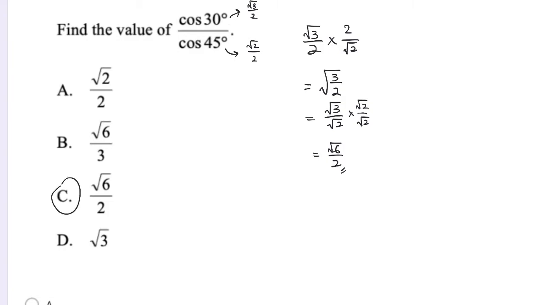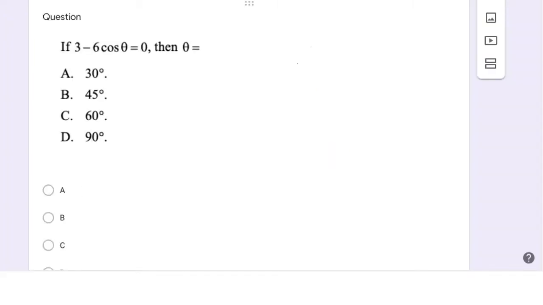And then for this question, you are going to solve the value of theta. So you just solve it like this, and then you have cosine theta equals 3 over 6. If you simplify the term, you have this one. And you know cosine theta equals this one. Actually, you can change it back to 60 degrees. So theta equals 60 degrees. So the answer will be C.